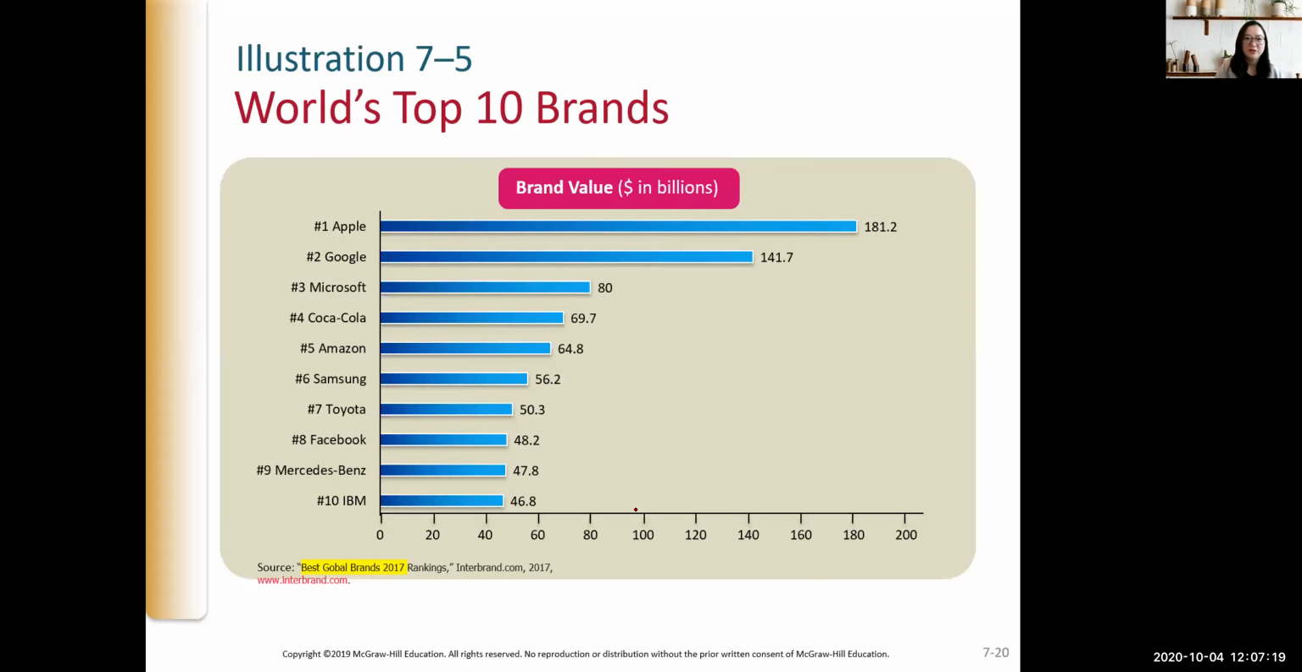Okay. So let's talk about 2017, there's a best global brand ranking from interbrand.com. And it's valued that Apple is actually #1 in terms of intangible assets, brand value, right? Goodwill. This is goodwill. It's like 118 billion, okay? And then the next ones are Google, Microsoft, Coca-Cola, Amazon, Samsung, Toyota, Facebook, Mercedes-Benz, and IBM. So these are top firms who have substantial intangible assets.